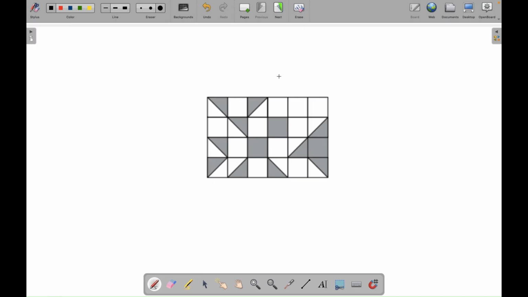Okay, so if you look at the first question, we have to identify the shaded part of this figure and write it as a fraction. If you look into this figure, there are two parts. One is a square, the other is the triangle, which is half of the square, right? So we are dividing this square into two equal halves and then shading one of it.